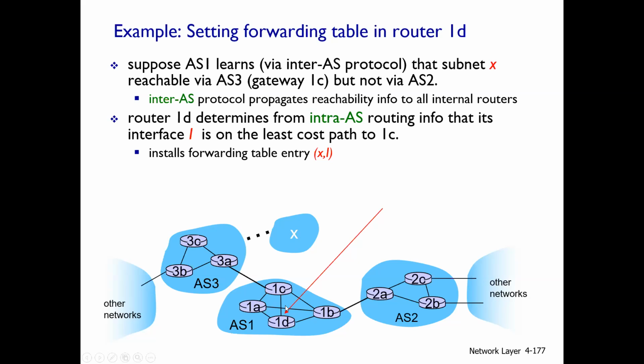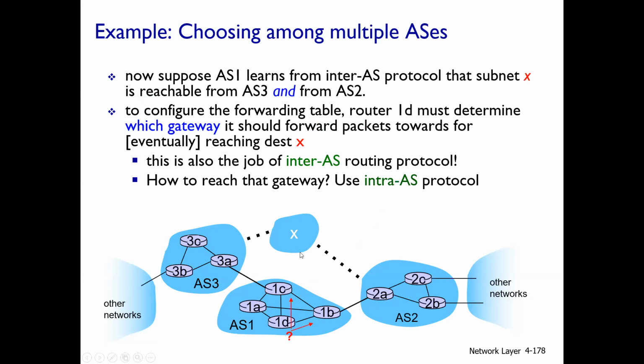Okay. So if L is the next hop path from 1D to 1C, then to get to X, you need to have a forwarding entry in the table. कि अगर आपको X को जाना है, तो यहाँ पे the decision is that you need to get to the next hop has to be L that takes you there.